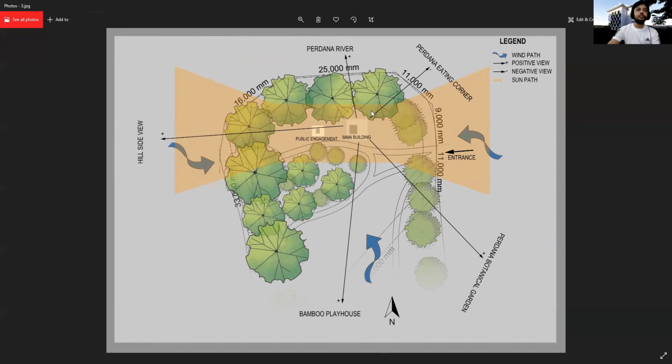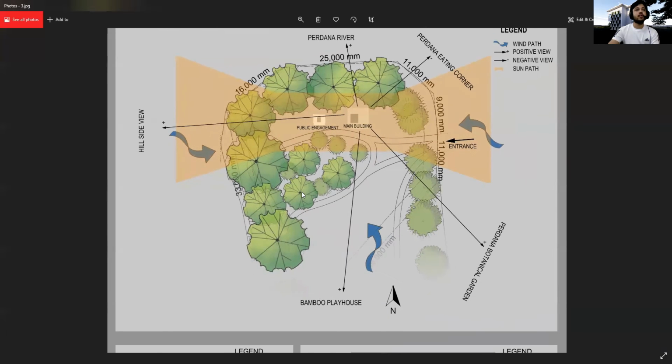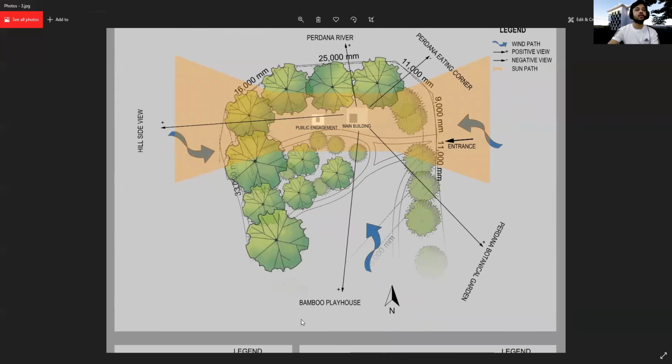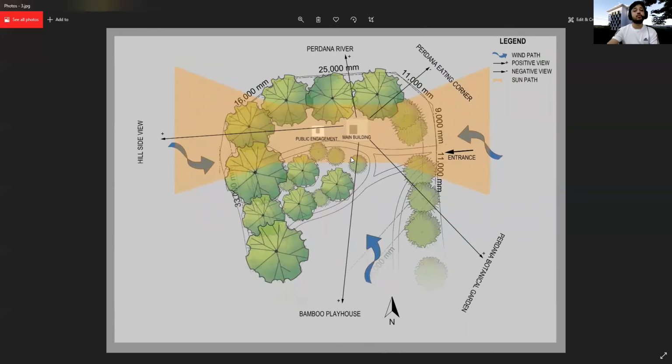I chose to position my building over here because it is closer to the entrance, and this part of the site is more private compared to the other part, because on the other part we have the bamboo playhouse, which is already a public engagement area, so most of the public will go to that site, leaving my main building's position quite private. And from here I have good views towards all sides of the building except for this side, which is the eating corner service entrance view, but luckily this gets blocked off by the deep vegetation which is on this part of the island.